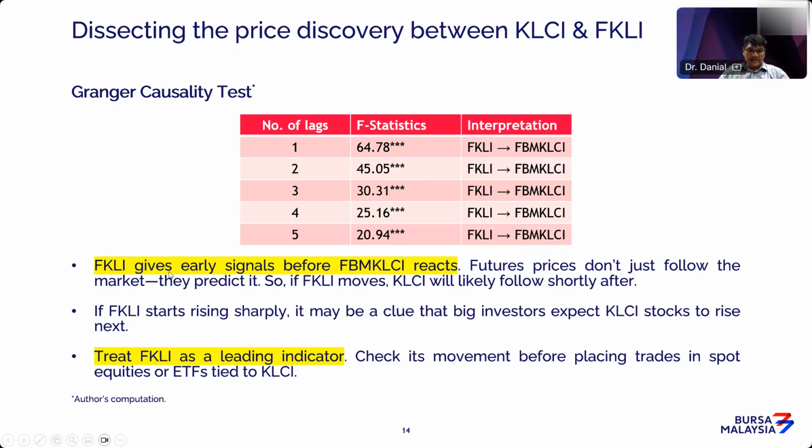In essence, we can treat FKLI as a leading indicator, and check its movement before placing a trade in spot equities or any ETF that is tied to KLCI. So let's say you are trying to trade stocks, probably you don't need to look at KLCI. Instead, you look at KLCI futures, where it goes. If it goes down, probably your stocks will also go down. Probably, not necessarily, probably. Right?